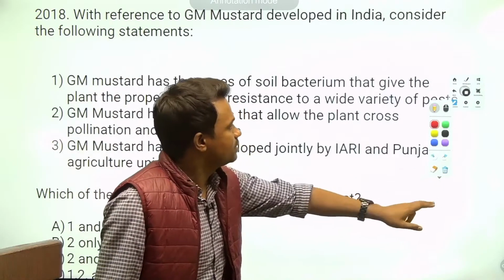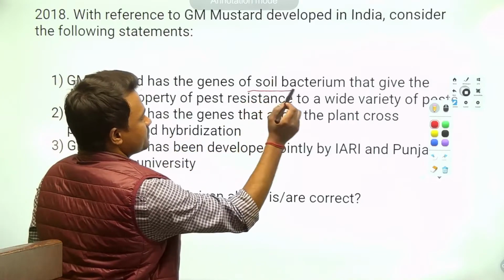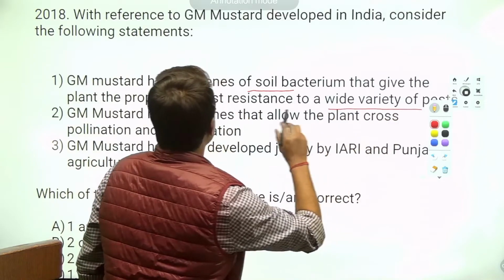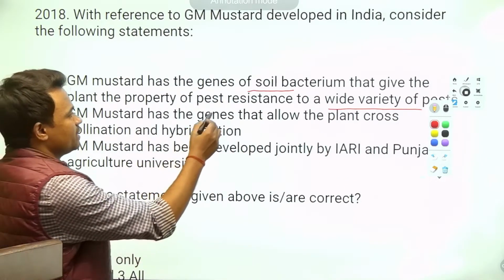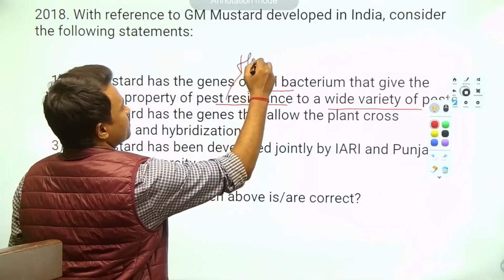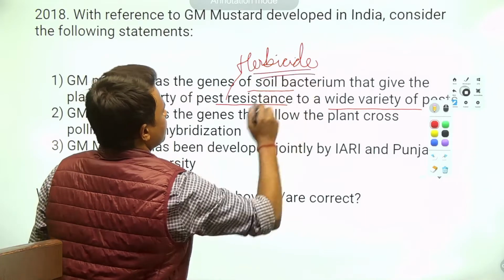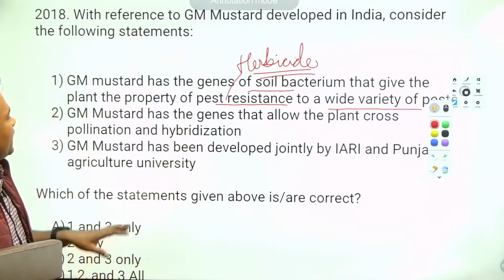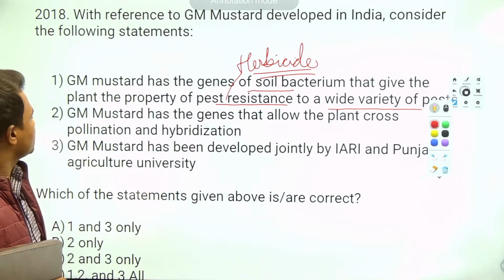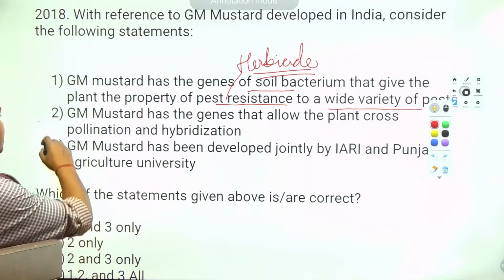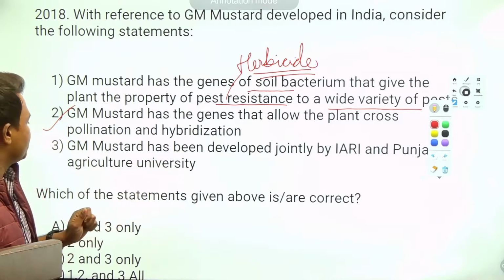No, this is wrong, because this soil bacterium was used but not for a wide variety of pests. We have already studied that this is resistance to the what? Herbicide. So not the pest. And second, GM mustard has the gene that allows the plant cross pollination and hybridization. Yes, this is correct.